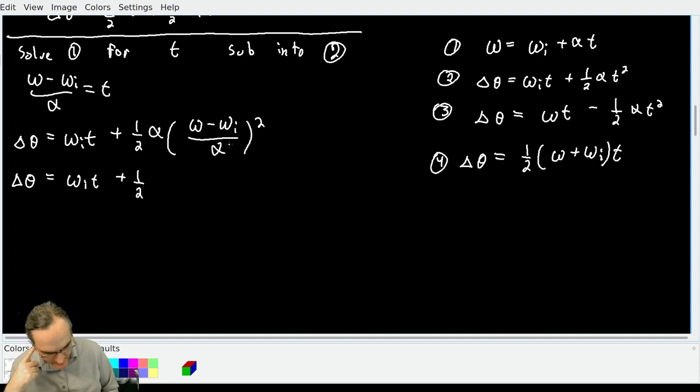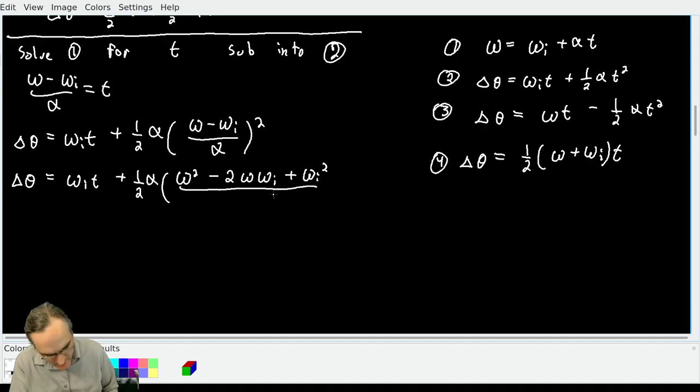There's going to be a bit of a cross cancellation with the alpha. I'm not going to handle that quite yet. I'm going to instead square the whole thing out. So omega final squared minus 2 omega final omega initial plus omega initial squared all over alpha squared. All right, now we've got a good point. We'll cancel out some alpha.